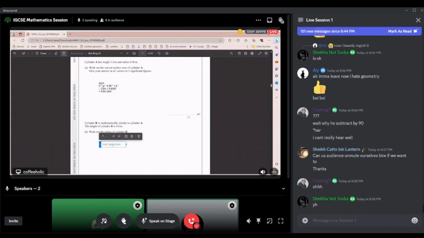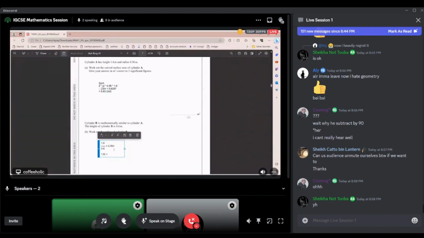All right. So the next one, this is a similar shapes question. B is similar to A. The height of B is 0.6. What is the radius of cylinder B? So we know that the height of A is 1.6 and the height of B is 0.6. So the scale factor there would be 1.6 divided by 0.6, right? And the radius of A is 0.56. If you use the fraction method, 0.56 divided by R, R being the radius of B, and then you just do the calculation and rearranging, which should give R equals 0.21.